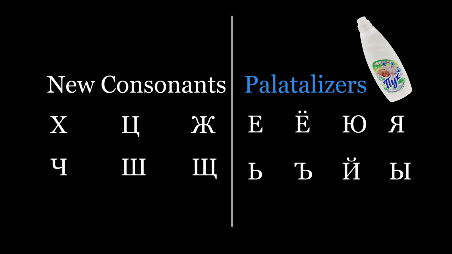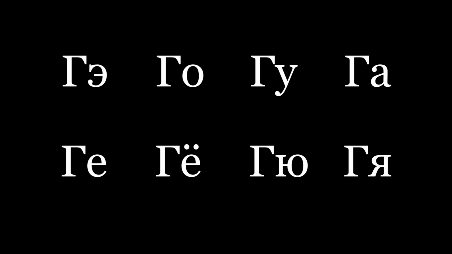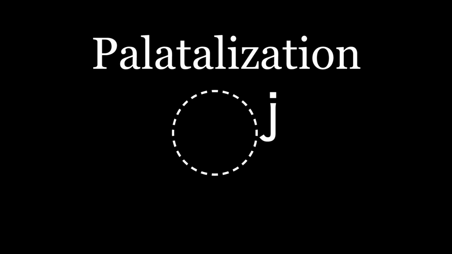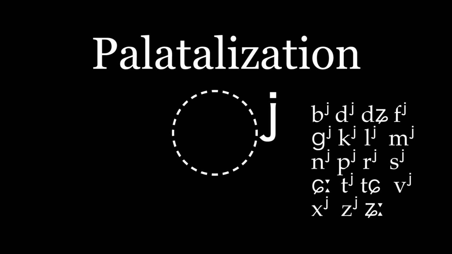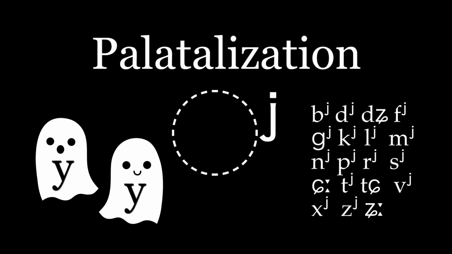Trudging forward, the palatalizers are like the fabric softener of the Russian alphabet, making the preceding consonant soft, or palatalize. We begin with the palatalizing vowels, which make be, bo, bu, ba become bie, bio, bu, bia, and ge, go, gu, ga become gie, go, gu, gya. Almost every single consonant in the Russian alphabet has a palatalized counterpart, or a kind of ghost Y is acting on the consonant to make it softer.